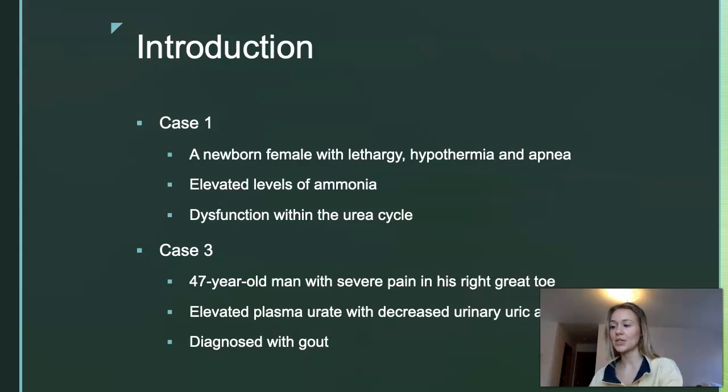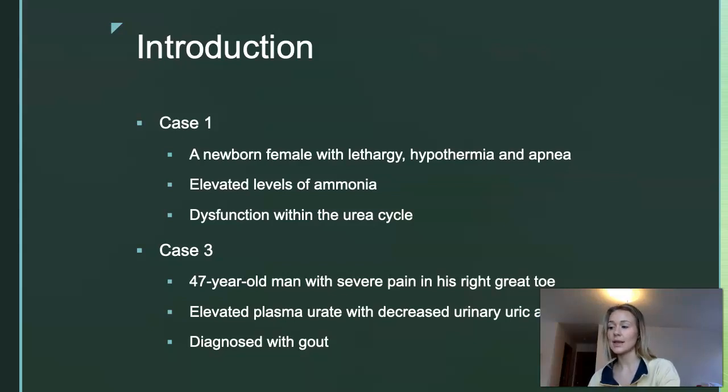In case study 1, our patient is a newborn girl who was born a normal birth weight, but just 24 hours after her birth, she is lethargic, hypothermic, and apneic. Labs are drawn and initial blood work shows elevated ammonia levels indicating a metabolic disorder. In this first case study, we will explore the urea cycle and what biochemical processes are at work.